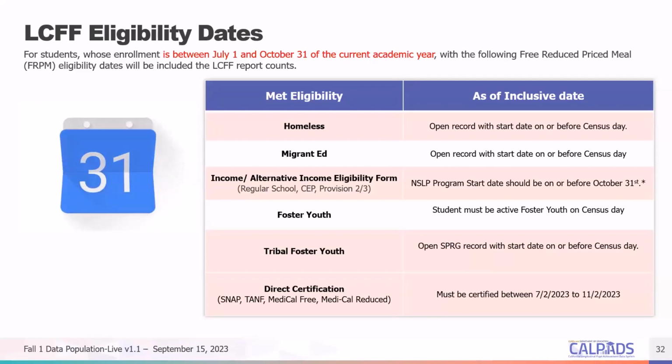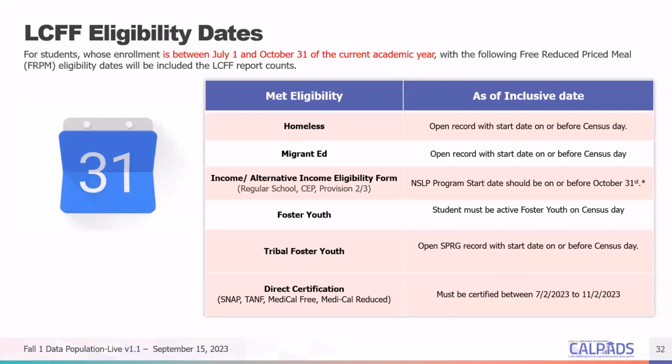The National School Lunch Program and Direct Certification are the only two LCFF relevant programs that do not use Census Day as the cutoff point for inclusion in LCFF reports. The NSLP program start date should be on or before October 31st. Applications received and date stamped on or before October 31st, regardless of whether the application was approved by this date, are eligible. With regards to direct certification, students must be certified between July 2nd and November 2nd of the current year.